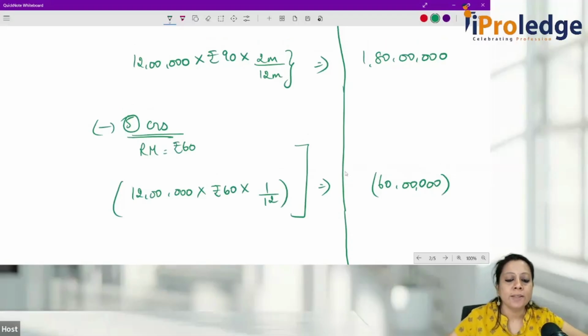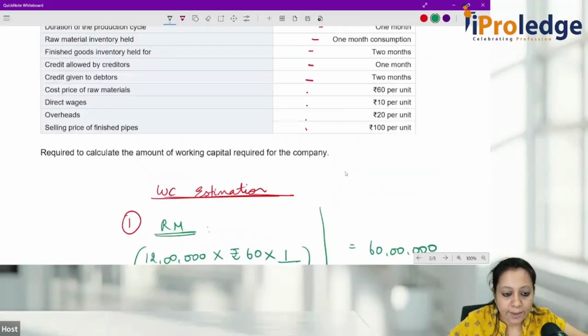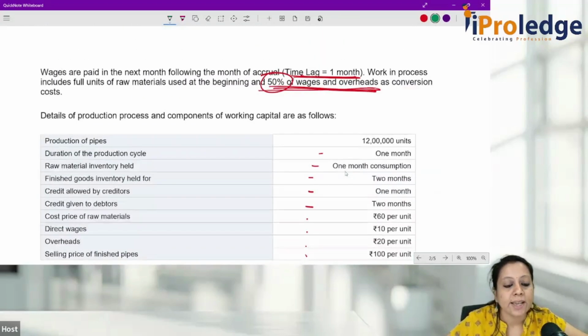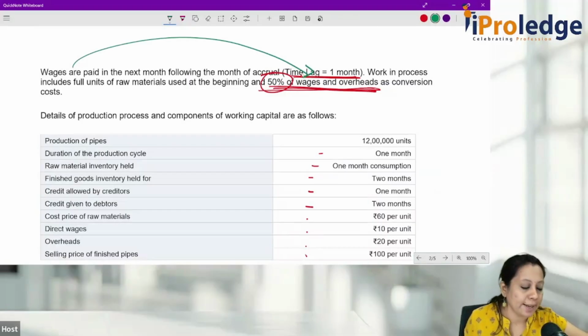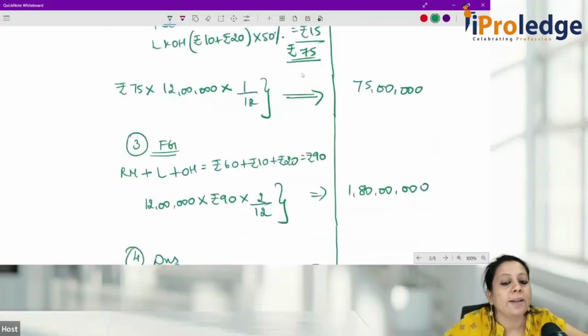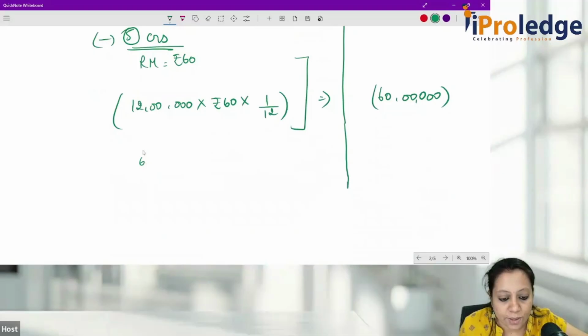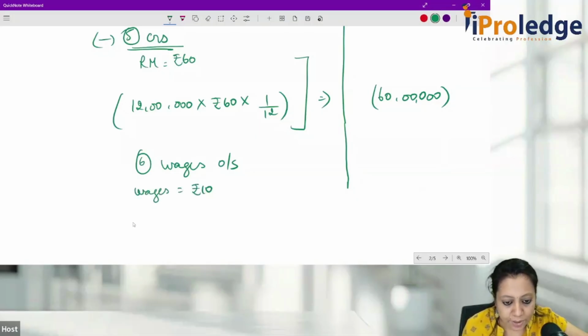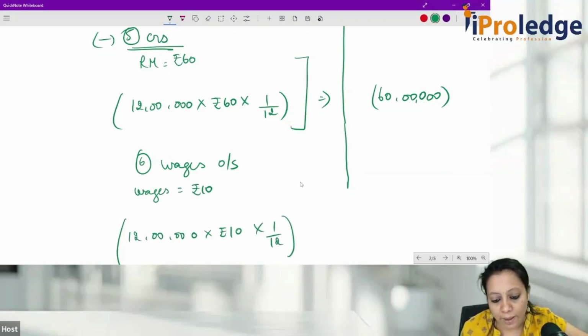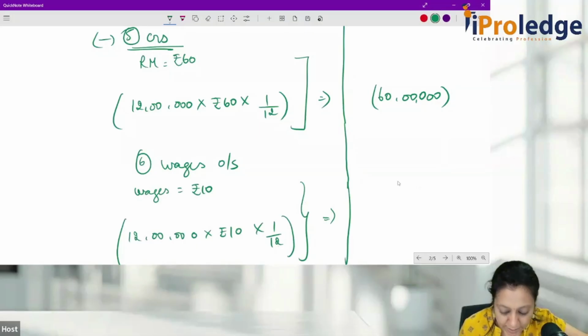Next, usually we will stop with this, but in this question, as I already told you in your regular class also, only if they say wages or overheads are outstanding, we will take them. Otherwise, normally they should have been paid. Here they are saying it is 1 month lagging, so we will take the wages. So it is going to be wages outstanding. Wages is going to be what? Rupees 10 given in the question. So it is going to be 12 lakhs into rupees 10 into 1 divided by 12, because the lag is 1 month. Please do the calculation and help me out. 10 lakhs.